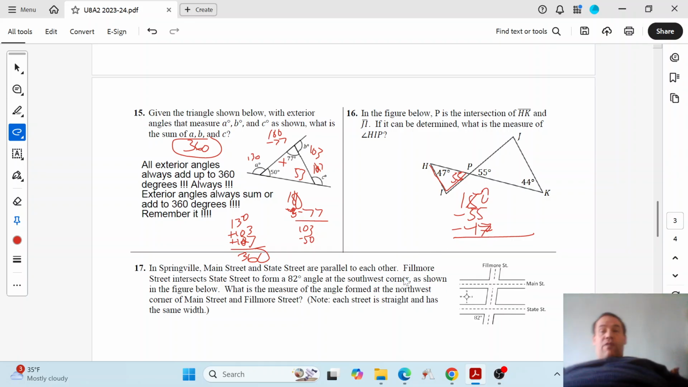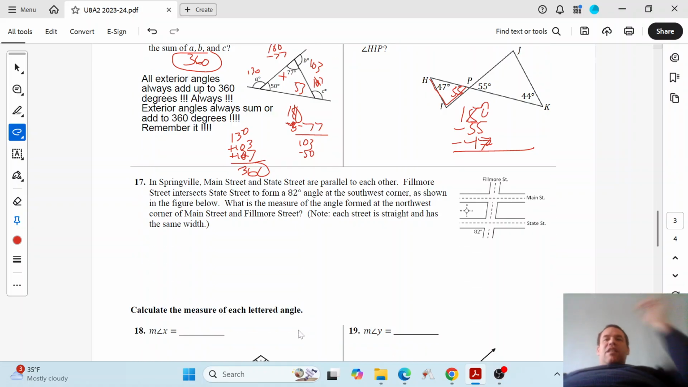Sorry, it's really hard to write with the mouse. Trying our best. Okay, so let's see here. Main Street and State Street are parallel to each other. Good. Fillmore Street. Good. 82 degrees. Southwest corner. So never eat shredded wheat.